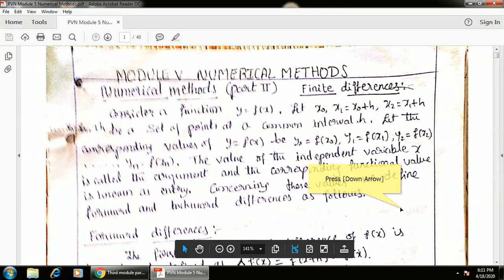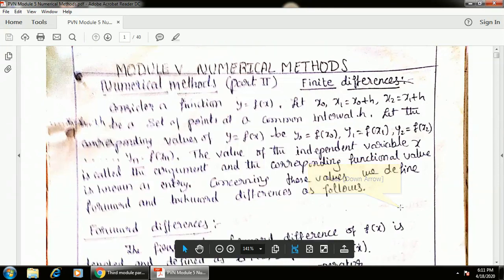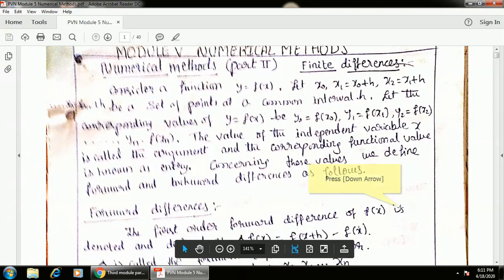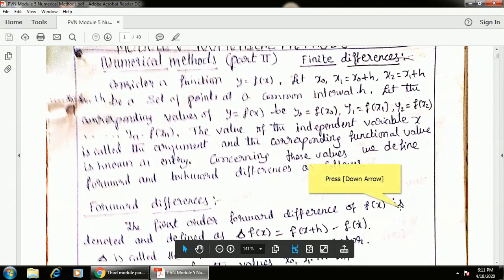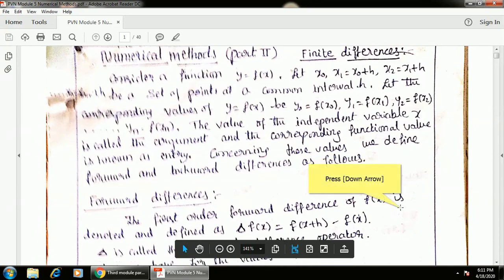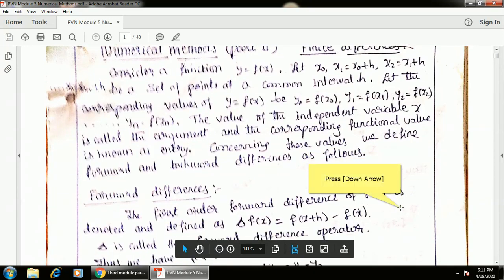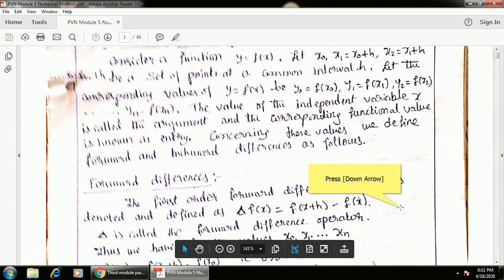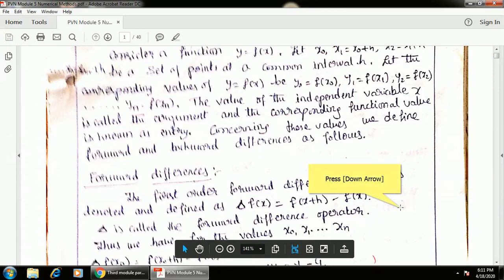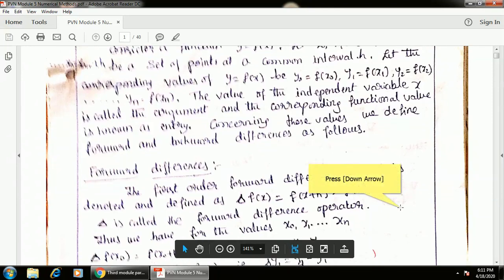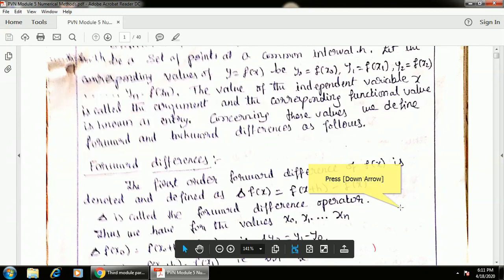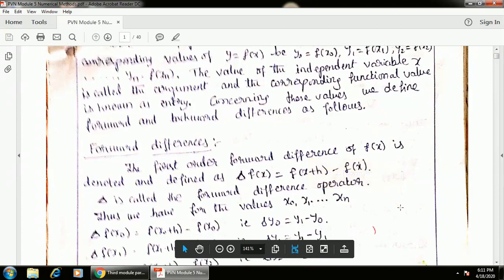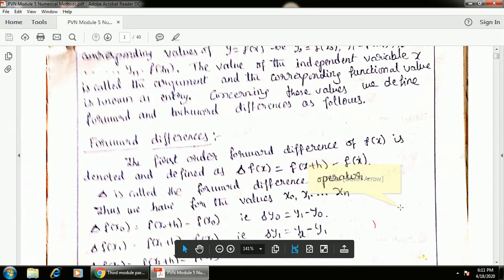Regarding these values of x and y, we are defining the forward and backward differences.